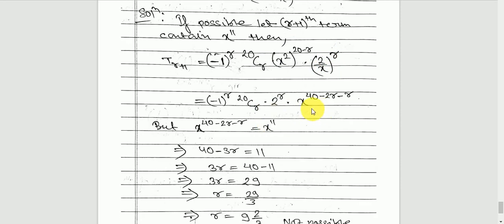n is 20, so 20Cr. The first term is x square to the power (20 minus r) into (2 upon x) to the power r. Simplify it, you get x to the power (40 minus 2r minus r). But according to our assumption, this should be equal to x to the power 11. Here the bases are the same, so the powers are the same. You simplify it, you get r equal to 9 2 by 3, which is not a positive integer. It's a fraction.